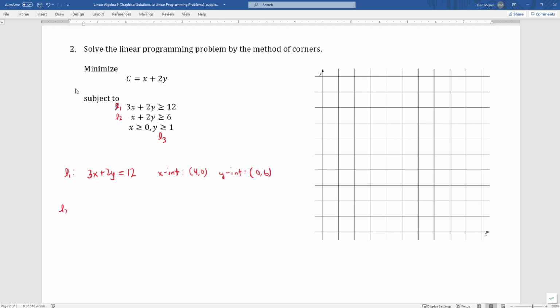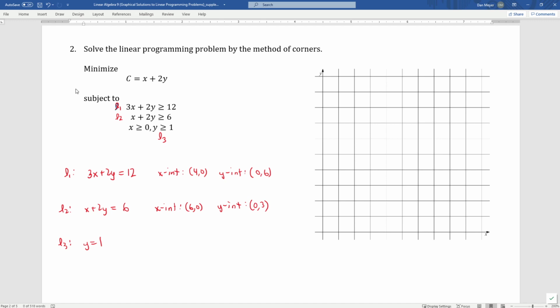Line 2 would be x plus 2y is equal to 6. That has an x-intercept of 6 and a y-intercept of 3. And then I guess line 3, the line y equals 1, is a horizontal line. Okay, so we got a reasonably good scale on all these. All the intercepts are nice. So I think we can just use a normal scale here.